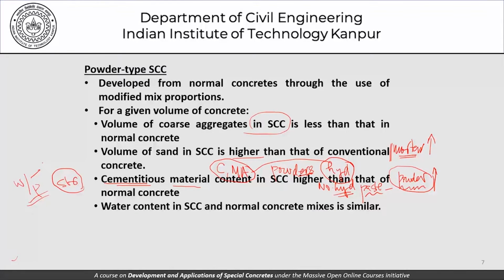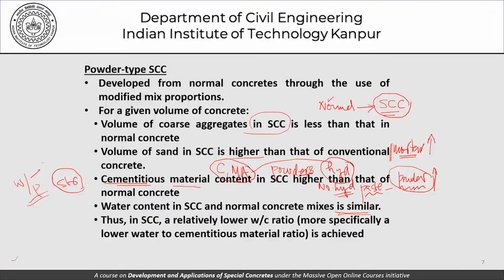So continuing further, the water content in self-compacting concrete and normal concrete mixes is more or less similar. What we should keep in mind is that from the historical perspective, self-compacting concretes were developed largely from normal concretes, and therefore the effort was that in self-compacting concrete, to the extent possible, we should not try to tamper the procedures, the material specifications and so on, which are already known to engineers by way of normal concrete.